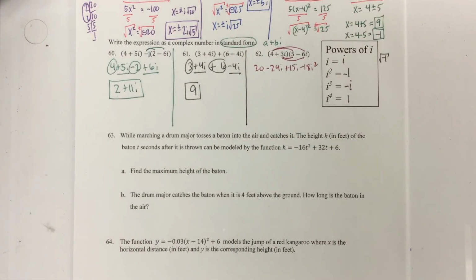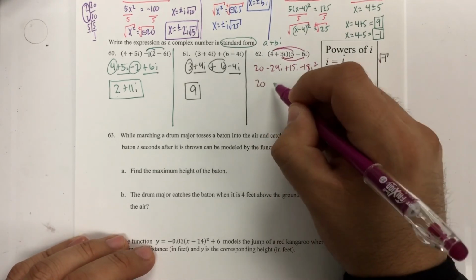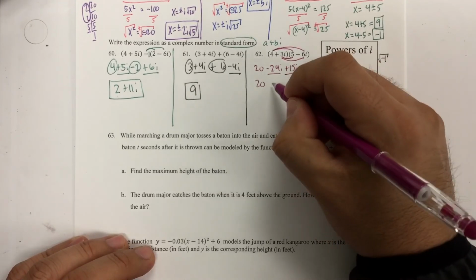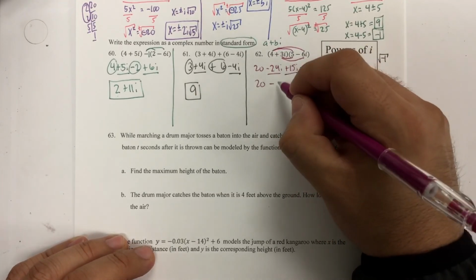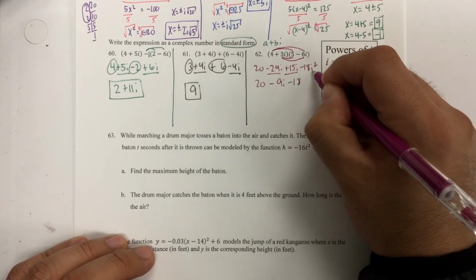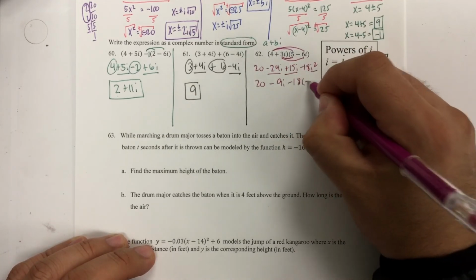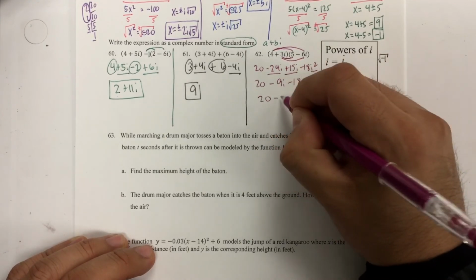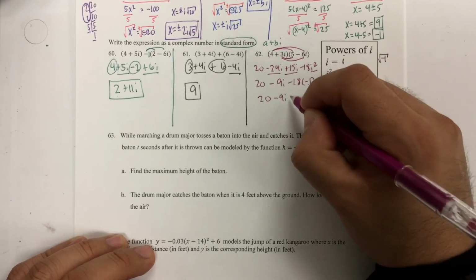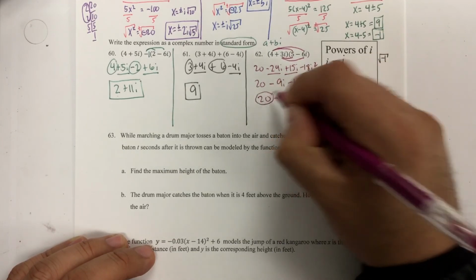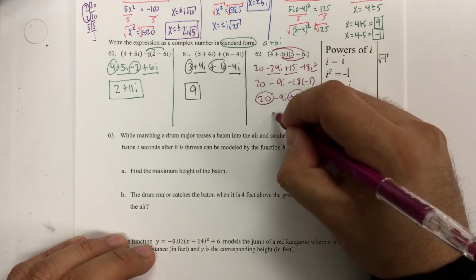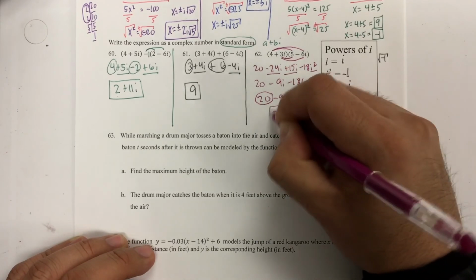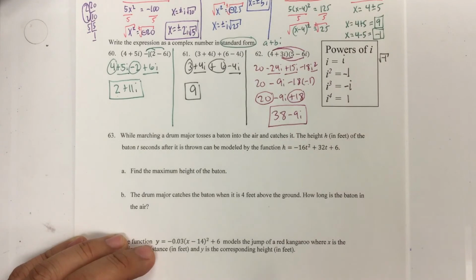Okay, so from here, next thing we're going to do, we're going to combine our like terms. So 20, -24i plus 15i is -9i. And hopefully recall that i squared is -1, so it's -18 times -1. So 20 minus 9i, -18 times -1 is positive 18. So I can combine my two like terms. So 20 plus 18 is 38 minus 9i. And that is standard form because it's real plus imaginary.